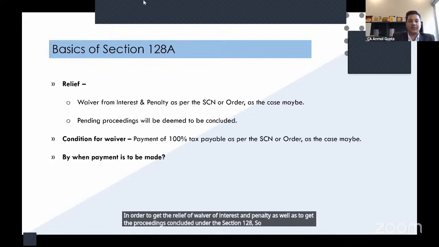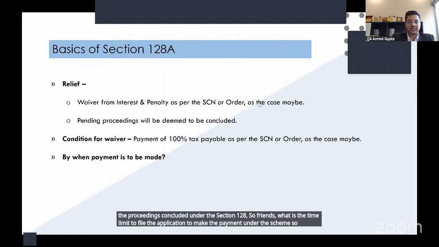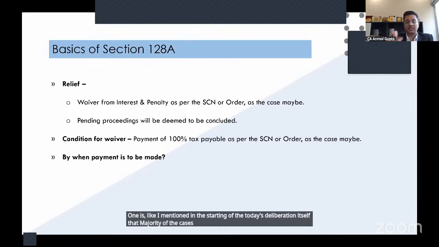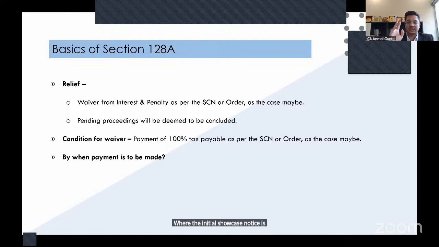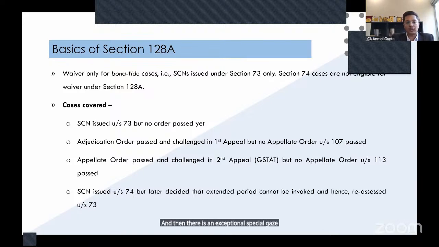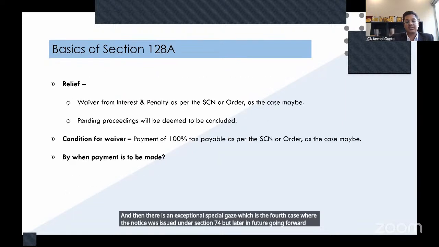So friends, what is the time limit to file the application and make the payment under this scheme? There are two timelines basically. One is like I mentioned in the starting of today's deliberation itself, that majority of the cases will be covered by 31st of March, and some cases will be left as a forever scheme. So there are two cases. One where the initial show cause notice is itself issued under section 73. That is a normal case wherein these first three cases will be covered. And then there is an exceptional special case, which is the fourth case, where the notice was issued under section 74, but later in future going forward, it is reassessed under section 73.